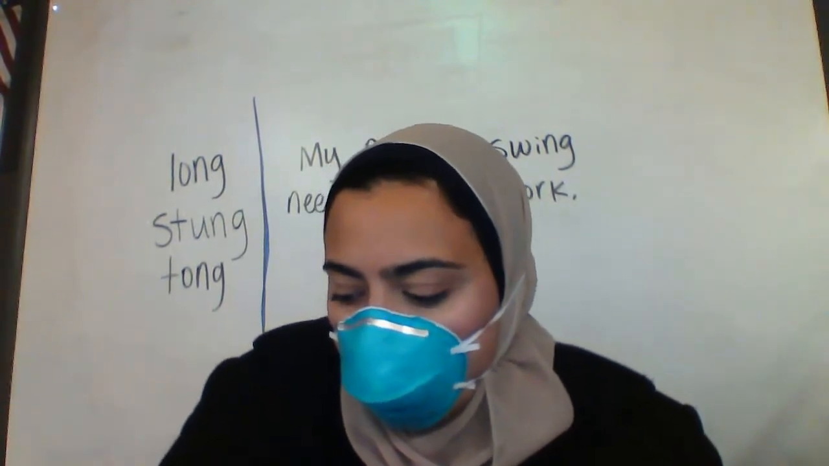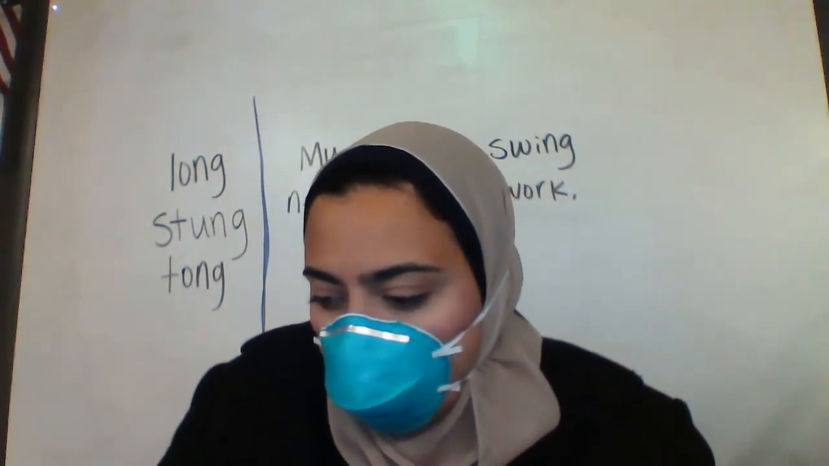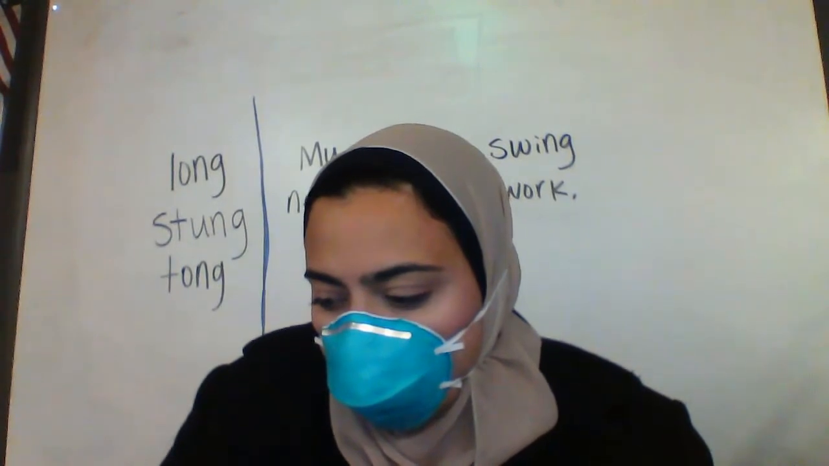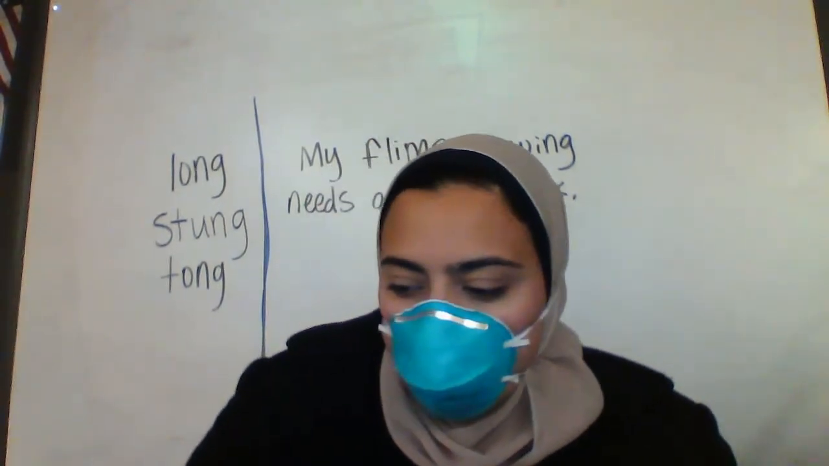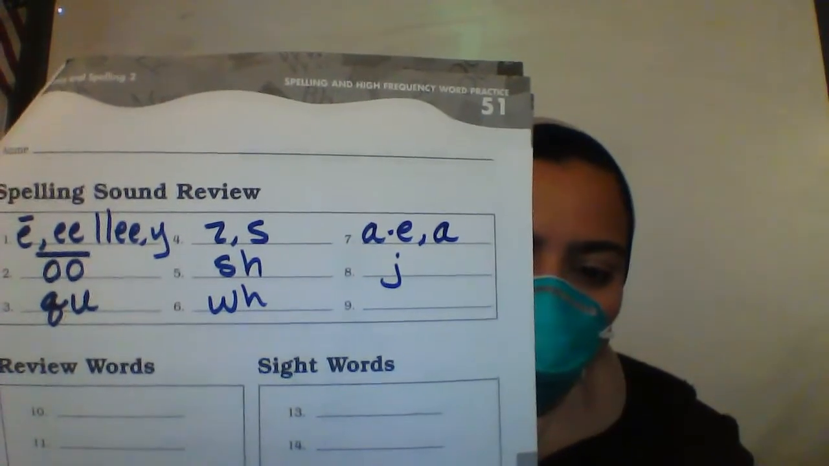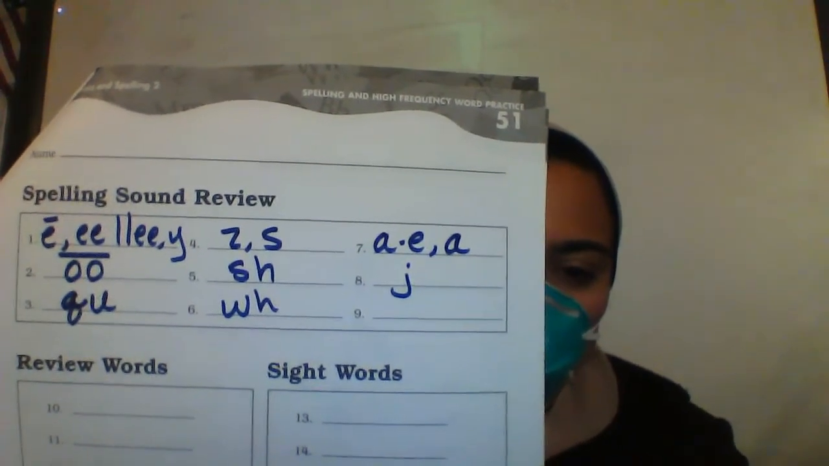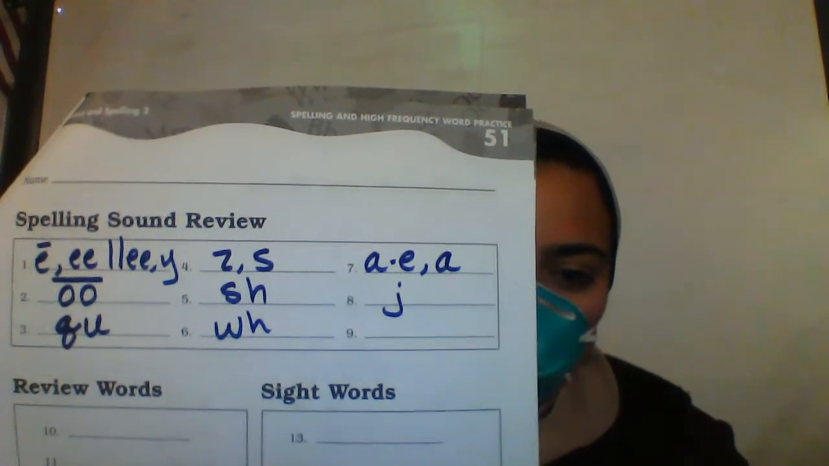Number eight, J. What letter is that? J. So I think I went too fast. Number seven is A consonant E, comma A. Number eight is just J.